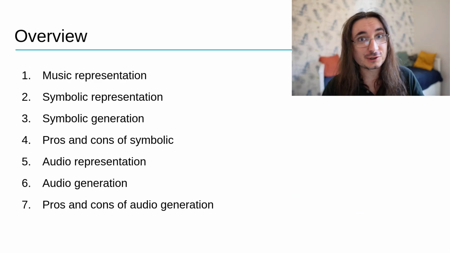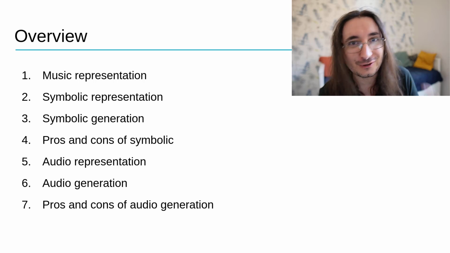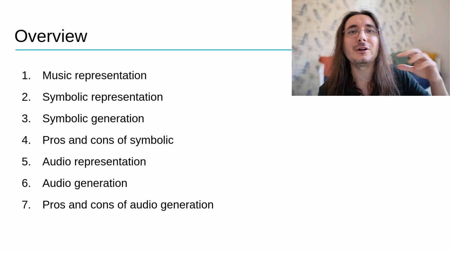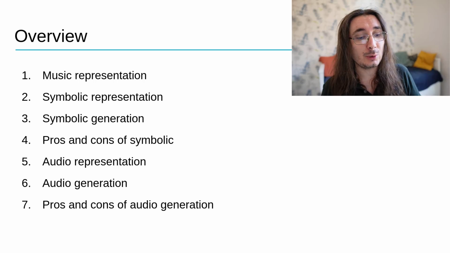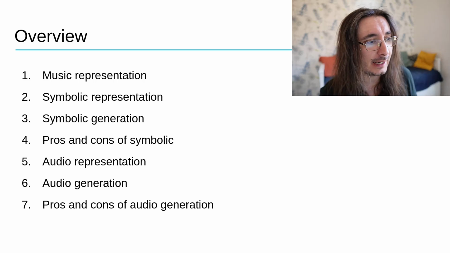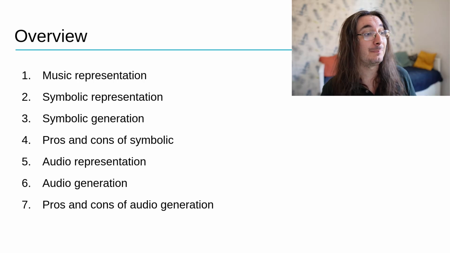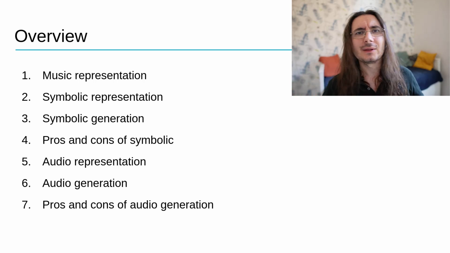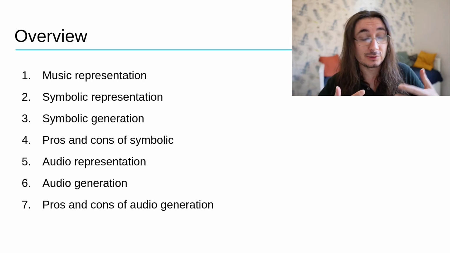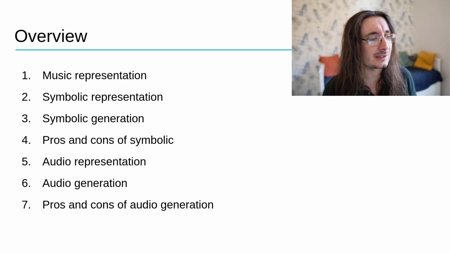Let me show you the different topics that we'll be covering. There's a lot of things to cover here, so let's get into it. First, we're going to take a look at what music representation is and why it is extremely important for generative music. Then we're going to dive into the symbolic world. In particular, we're going to look at different types of symbolic representations, how we can use symbolic representation to generate music, and then we're going to take a look at the advantages and disadvantages of symbolic representation.